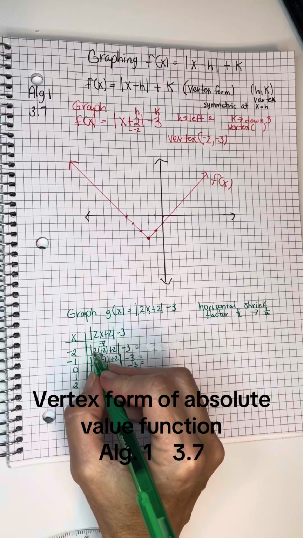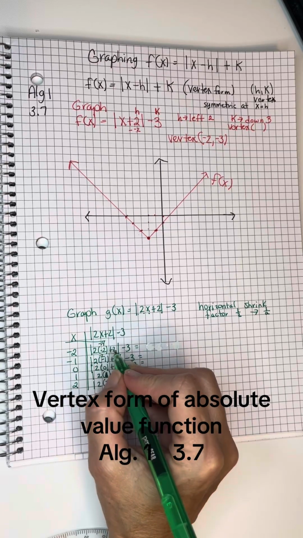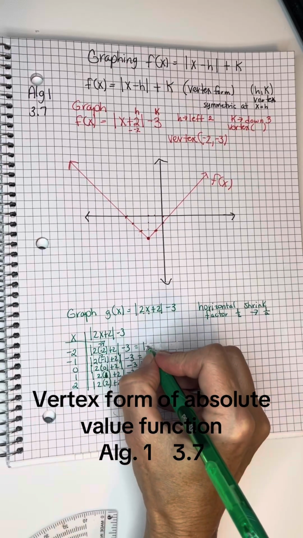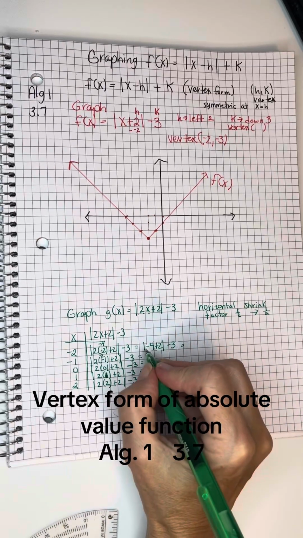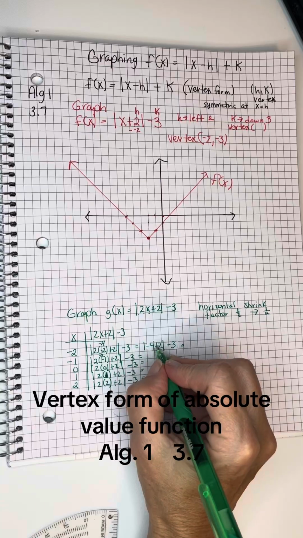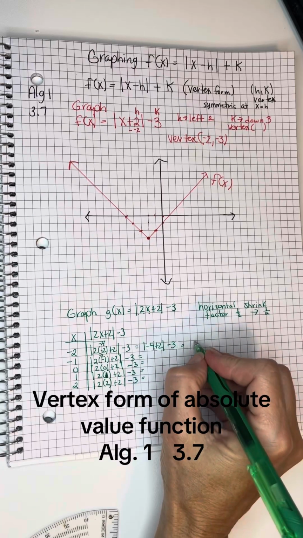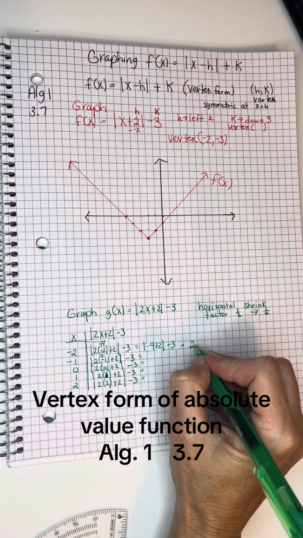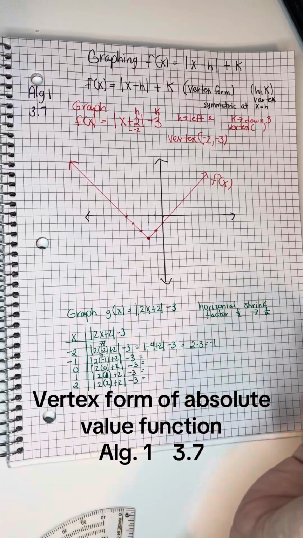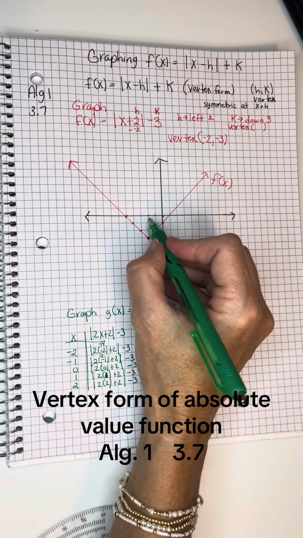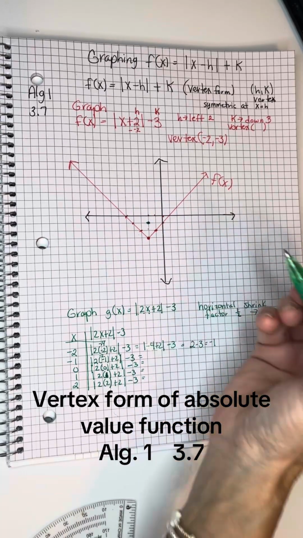So let's do this. 2 times negative 2 is negative 4 plus 2. So I've got the absolute value of negative 4 plus 2 minus 3. Well, the absolute value of negative 4 plus 2 is negative 2, and the absolute value of negative 2 is 2. So 2 minus 3 is negative 1. I'm going to graph negative 2, negative 1. So left 2, down 1. Have me a point right there.